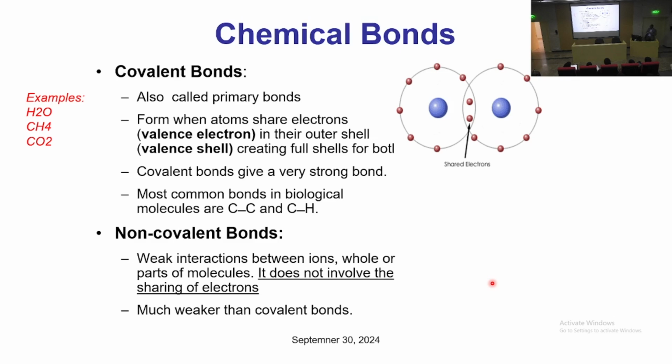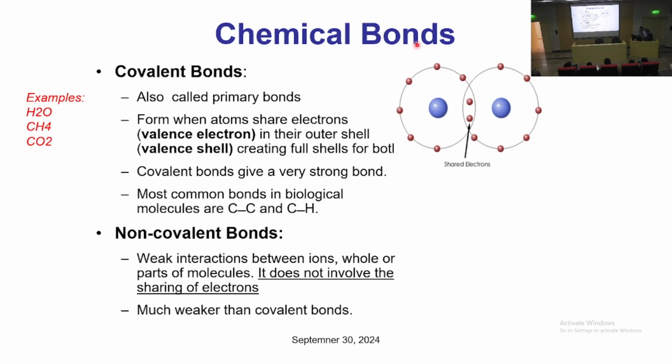So when atoms share electrons from valence electrons, when we say valence electron, this means the electron in the outer shell. The valence electron is the electron in the outer shell. So when 2 or 3 atoms share their valence electrons, they create a full shell.